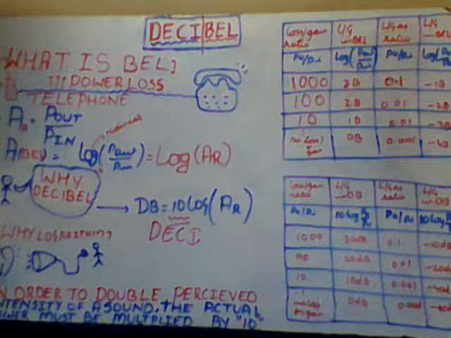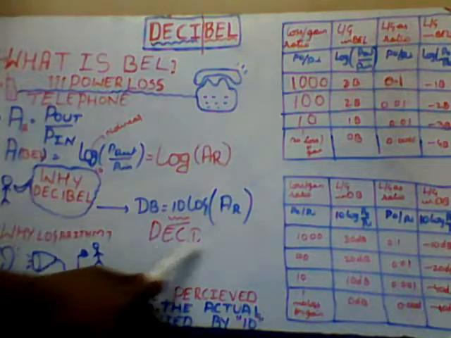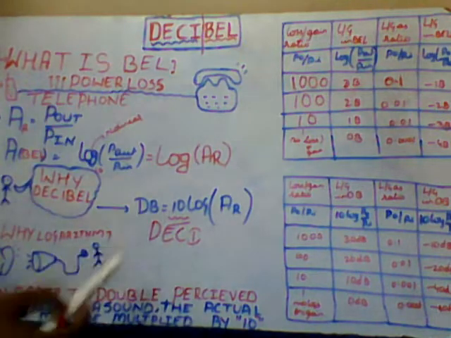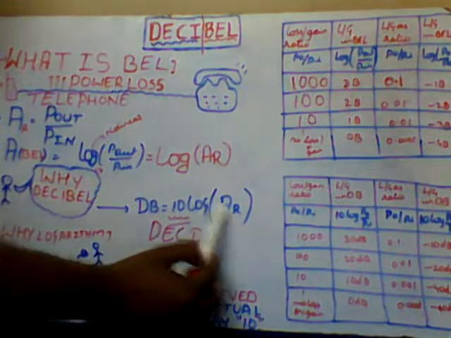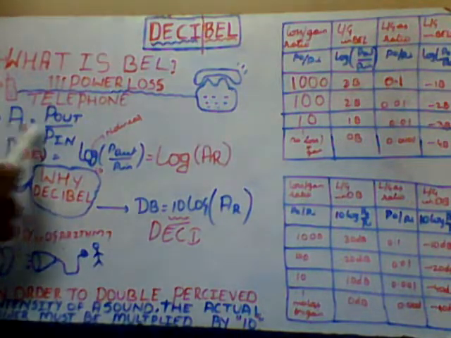As you know, bell is too large to keep as a unit directly. So we always prefer to multiply with a metric prefix, that is deci, which is 1 by 10th of the initial value, which gives dB equal to 10 log of the initial ratio we considered earlier.